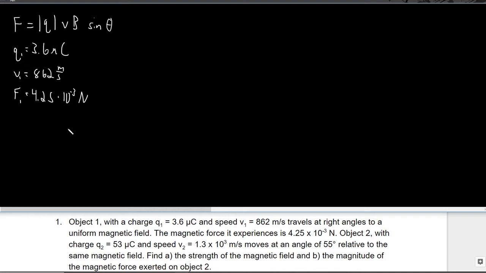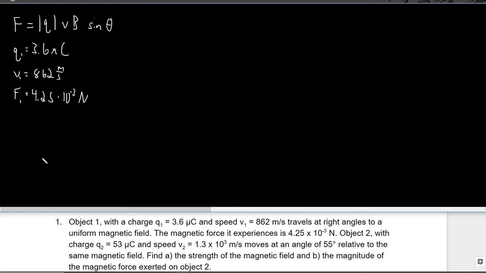Object 2 has a charge of 53 microcoulombs, so a lot more than charge 1, but with a speed of 1.3 times 10 to the third meters per second. So it's moving quite a bit faster. It moves at an angle of 55 degrees relative to the same magnetic field. Find A, the strength of the magnetic field, and B, the magnitude of the magnetic force exerted on object 2.